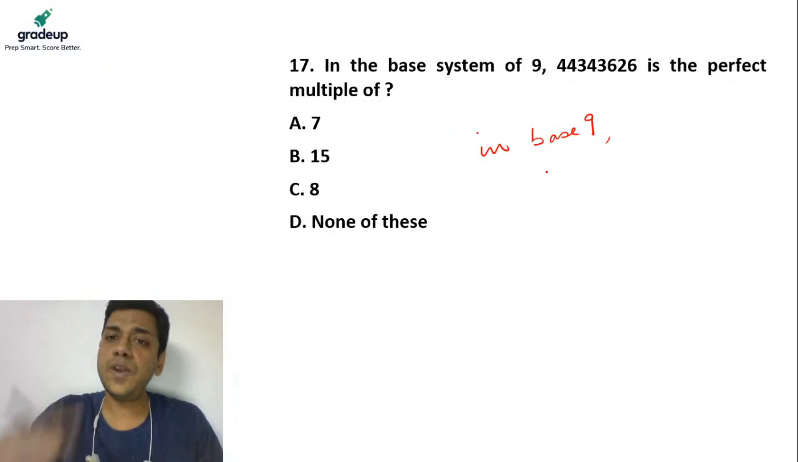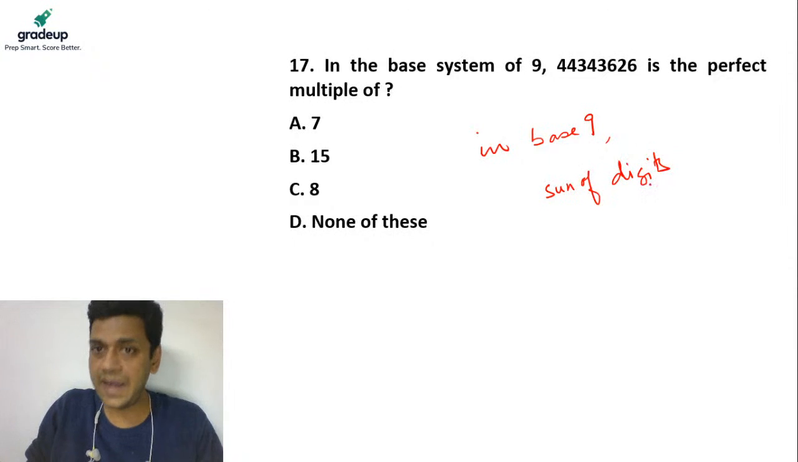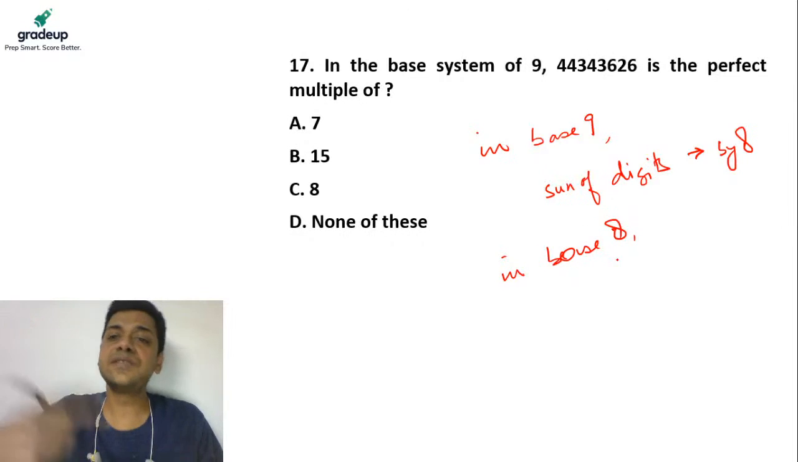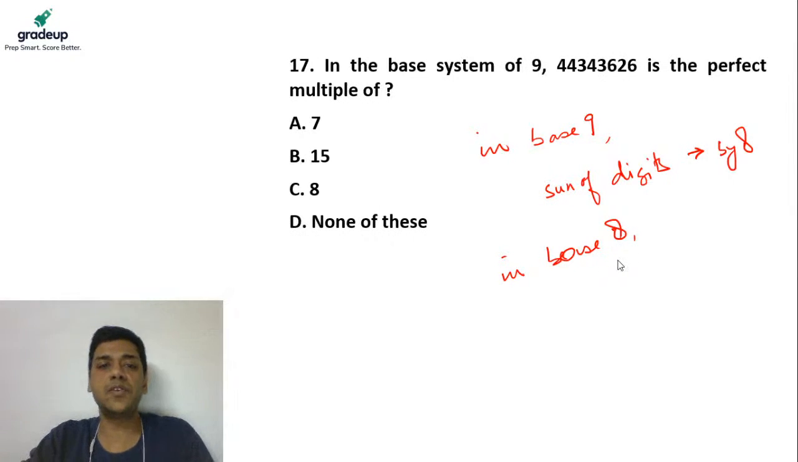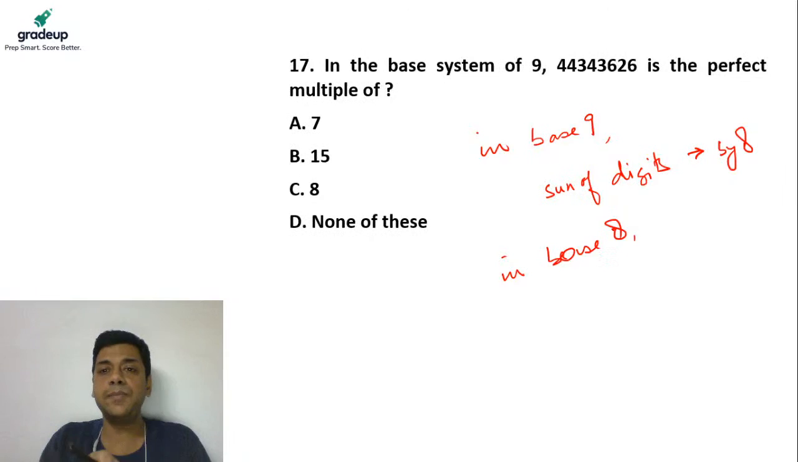we have a similar rule for the divisibility rule of 8. The divisibility rule of 8 in base 9 would be: if the sum of digits is divisible by 8, then the number is divisible by 8. Similarly, in base 8, we will have a similar rule for 7. In base 6, we will have a similar rule for 5. So in each and every base, the number one below the base will have a divisibility rule as the sum of the digits.